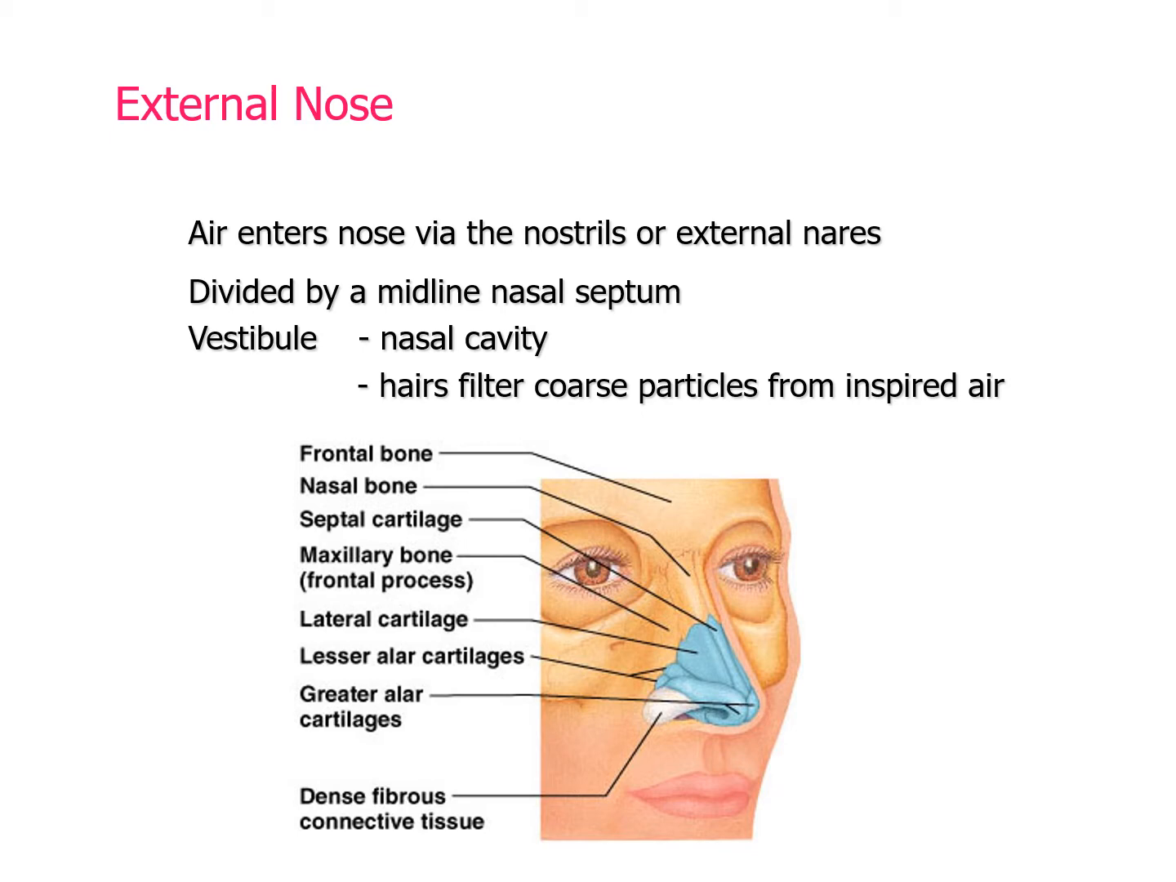The nose is divided by a midline septum, nasal septum, and behind that you have the nasal cavity. There are also hairs in the nose that can filter coarse particles, can trap them before they get further into your respiratory tract. The nose itself is made up of cartilage. There's no bone in it except at the base. The rest is cartilage, and the type of cartilage is actually called hyaline cartilage.